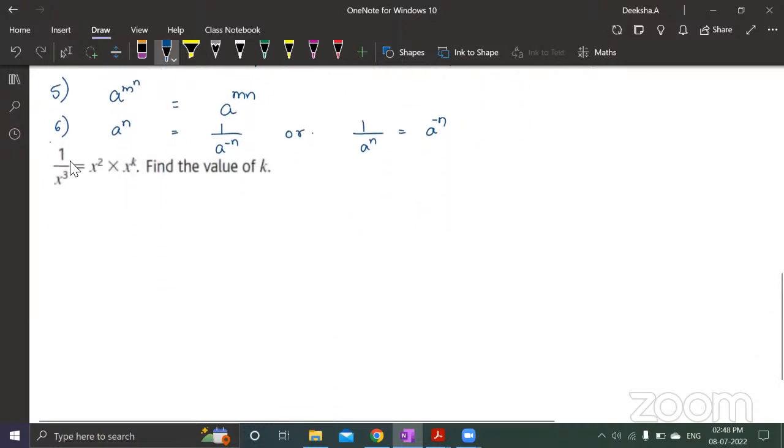Okay. Now here 1 by x cube is equal to x square into x power k. Find the value of k. Here we will write it on both the sides. We will make sure that the base is same. So 1 by x cube can be written as, we have different ways of solving it. So let me give first solution. Left hand side is 1 by x cube. I will write it as x power minus 3. Now here I have x square into x power k.